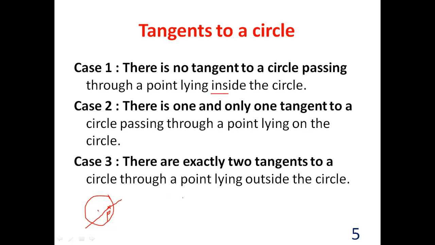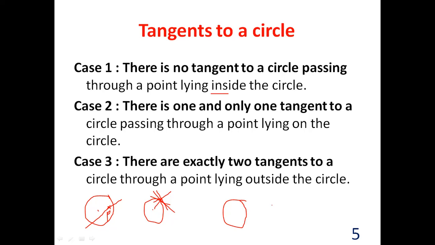Case 2, there is only one tangent to a circle passing through a point lying on the circle. So through one point we can have only one tangent. So many lines can pass through, but all those cannot be perpendicular to this particular radius here. Only one can be perpendicular, all others cannot. So only one tangent we can have passing through a point lying on the circle.